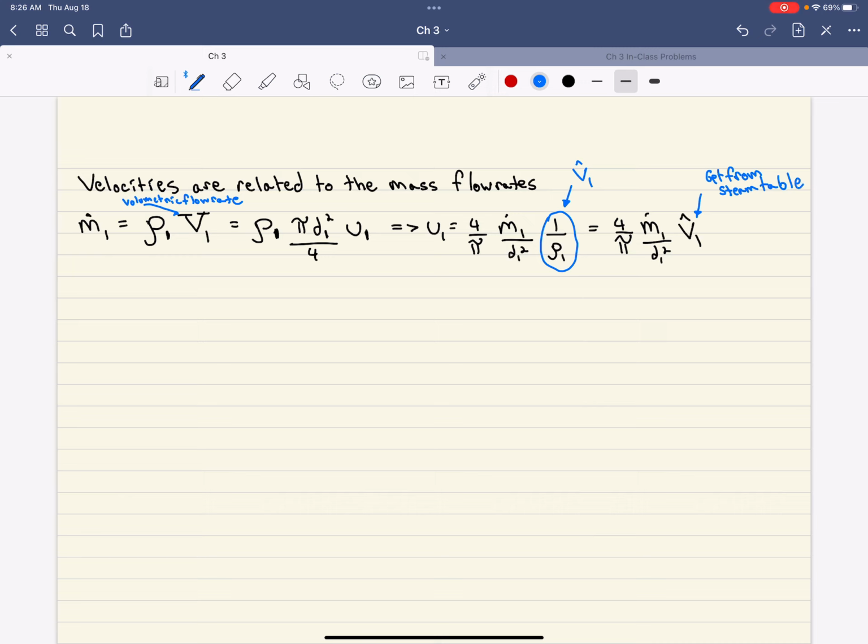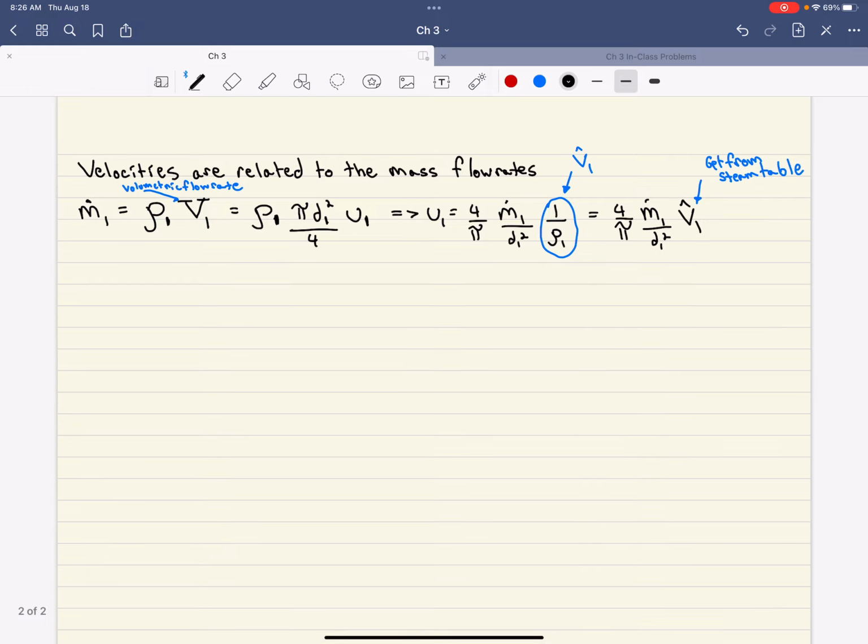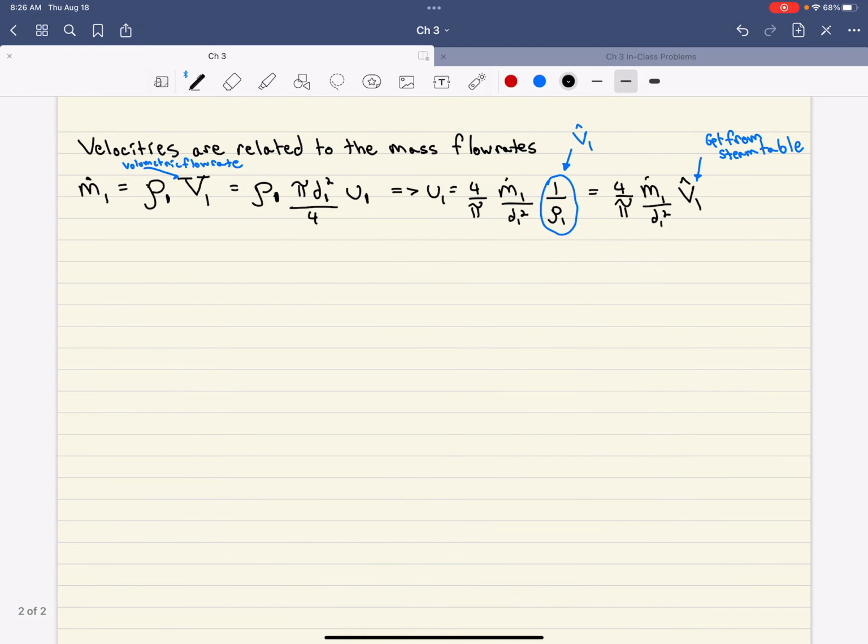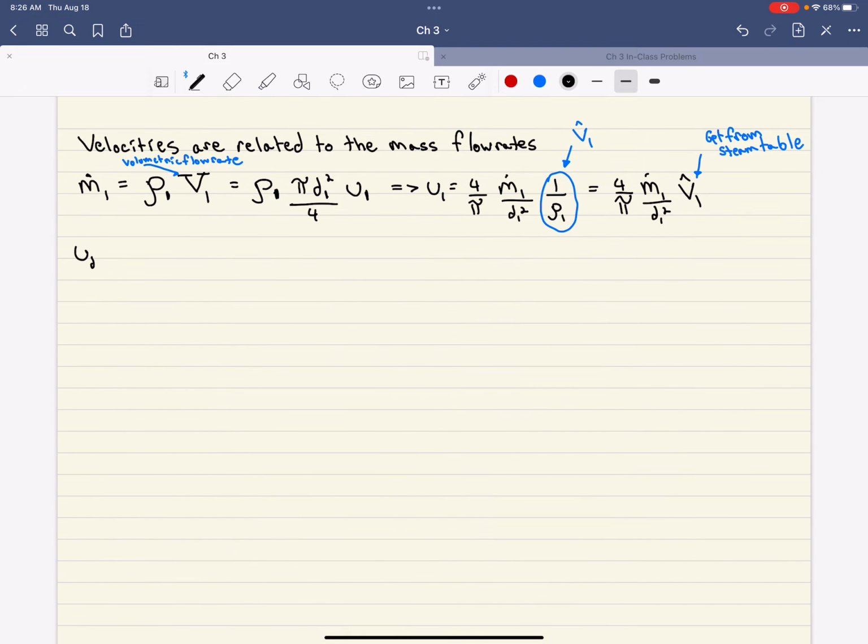Okay? All right. And so we did that for U1. We could do the same thing for U2. And if you go through that exercise, you will get this. Okay? All right, and so in order to solve for these velocities, that means we just need to look up the specific volumes of the steam at the inlet and the outlet.